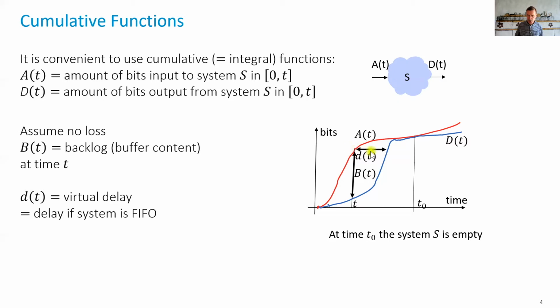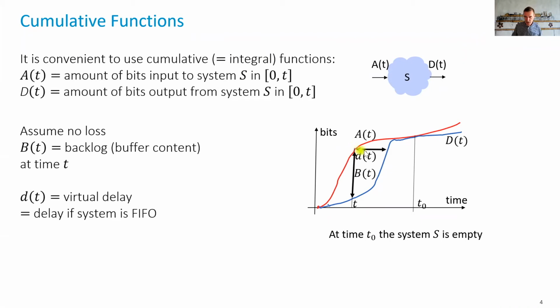Similarly, if I plot a straight line from time t, I go from time t to the y-axis, and I plot a horizontal line starting from there, from the red curve until I reach the blue curve. Then what am I doing when I'm doing that? Well, if the system is FIFO, FIFO means it preserves the order of arrival of the bits. Most systems are FIFO per flow, not systems that we are interested in.